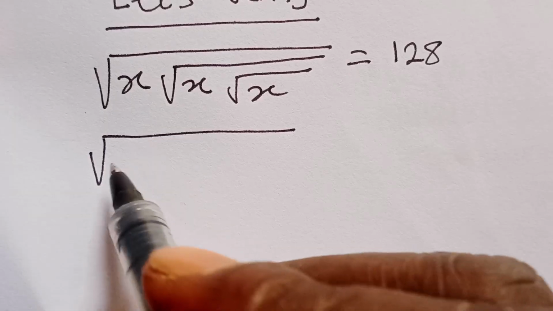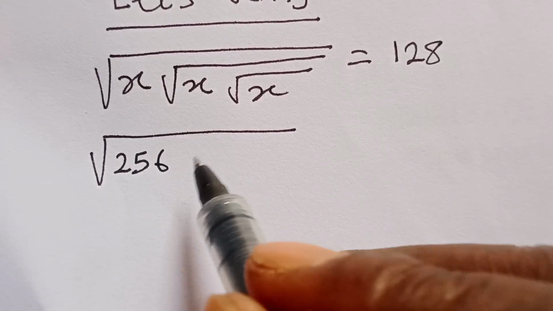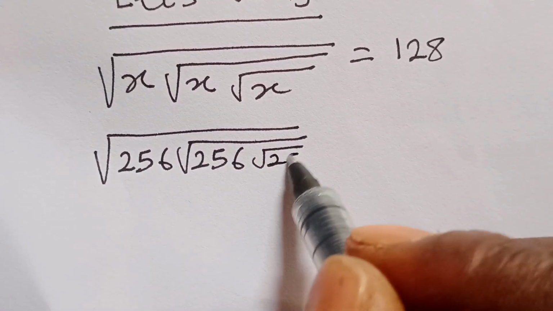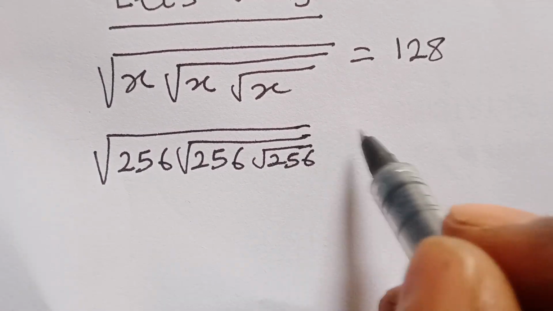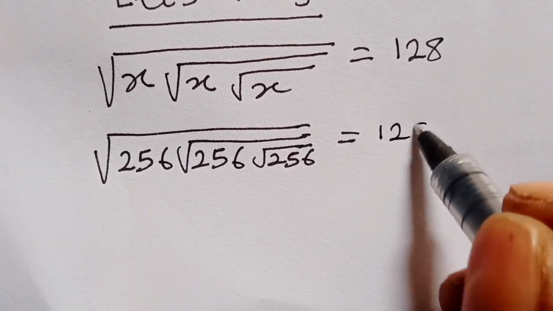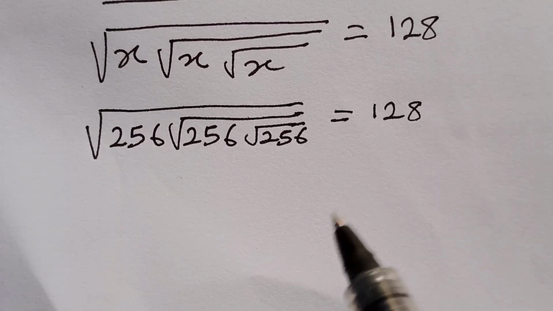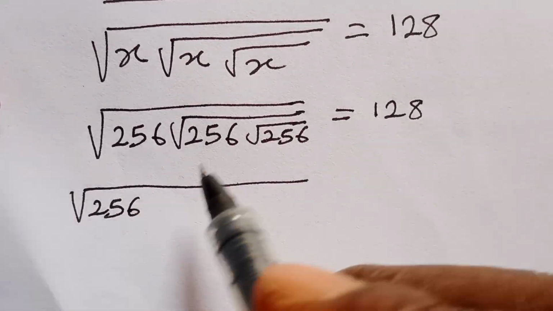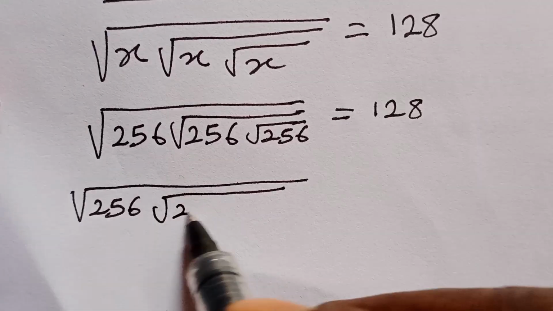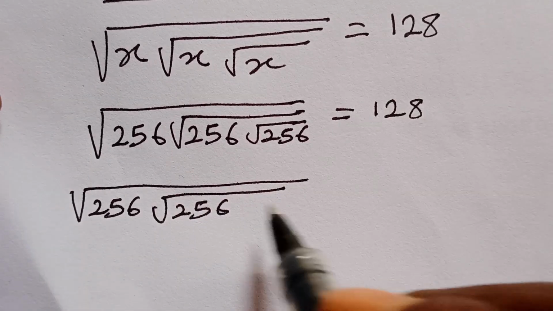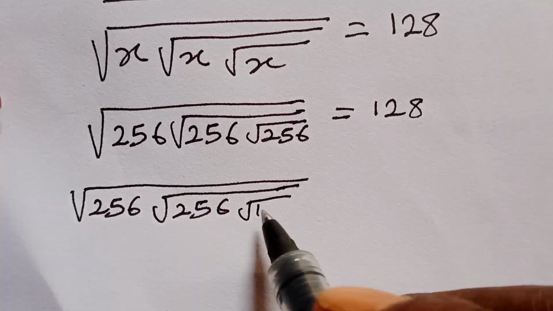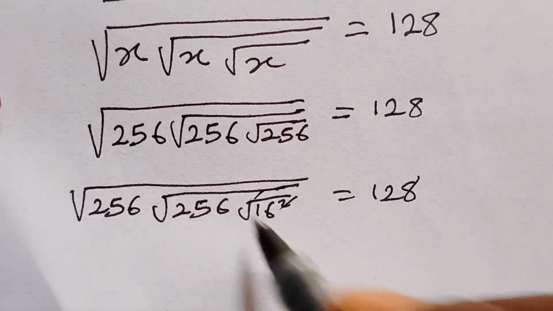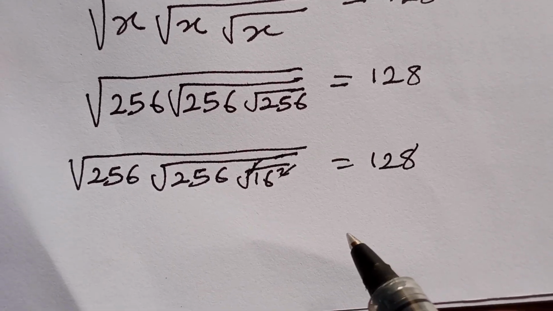Since our x is 256, we'll be having square root of 256 inside square root of 256 inside 256 to now be equal to 128. Now, let's simplify this. The innermost 256, you can simply write it in index form. So by writing it, now we have 256 square root of 16 square, so that we'll be able to eliminate the innermost square root. So the square has cancelled out the square root.